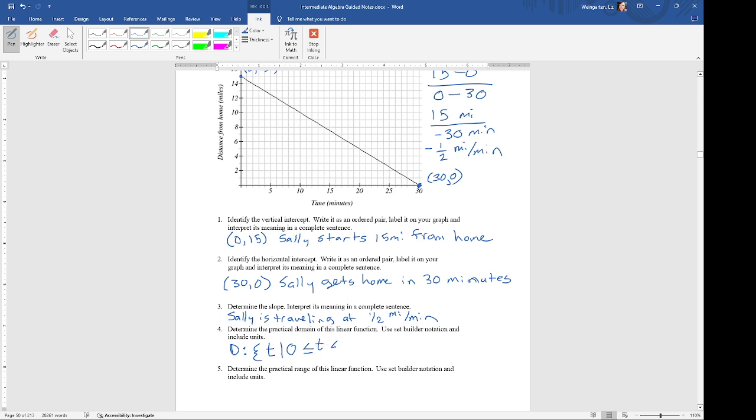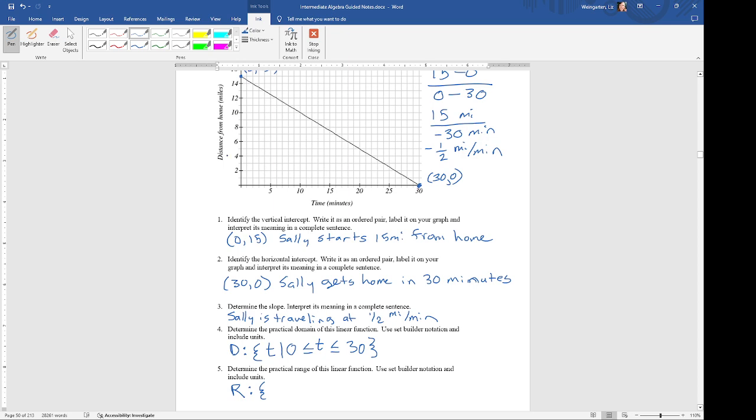T. How high does the time get? 30 minutes. Time can equal 30 minutes, so we have less than or equal to signs. Determine the practical range.